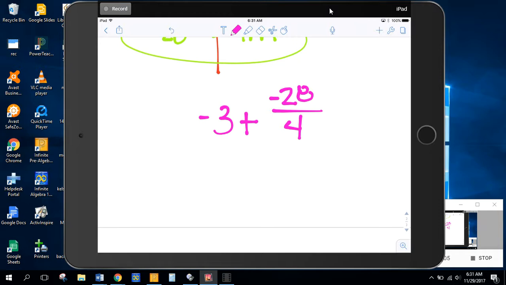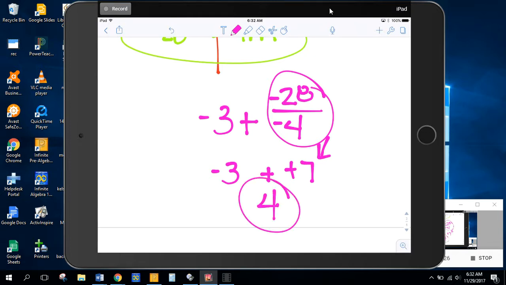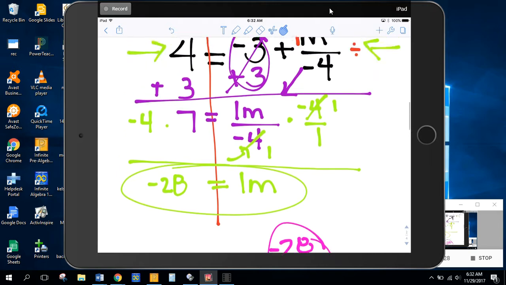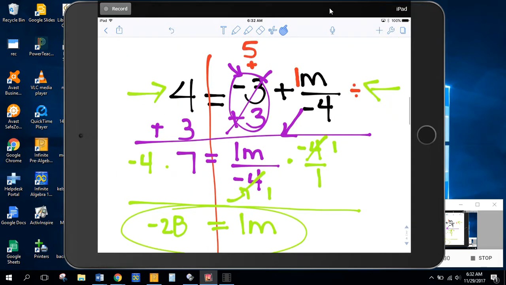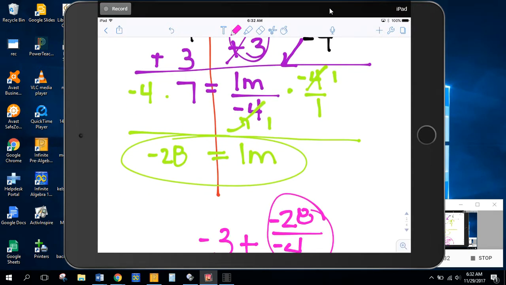So in PEMDAS, I do division first, which this equals negative 7, oops, that was a negative 4. Negative 3. So now I've got positive 7 here because I forgot my negative originally. So now I've got negative 3 plus 7 equals 4. So because both sides of my equation now equal 4, I can confidently say that this is my correct answer.